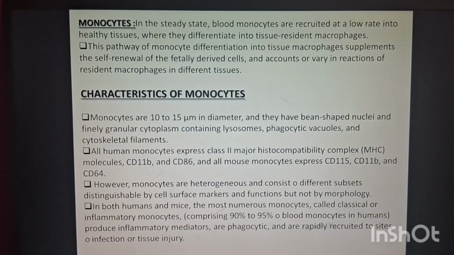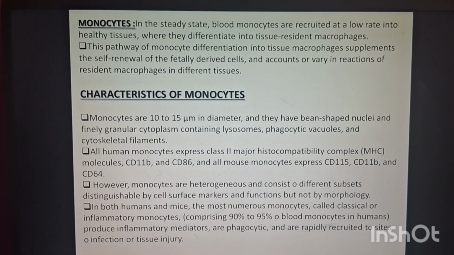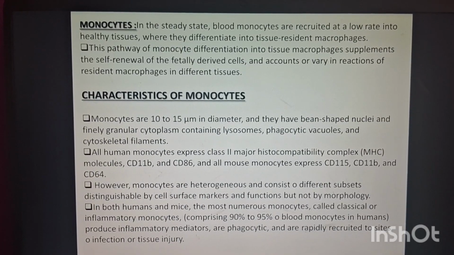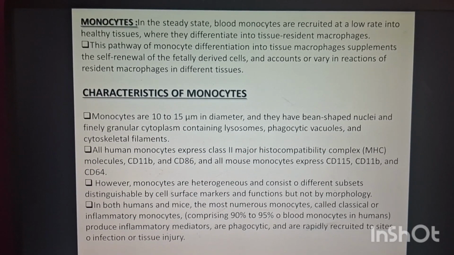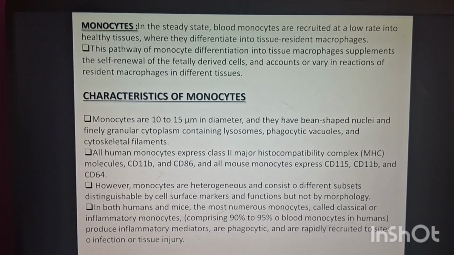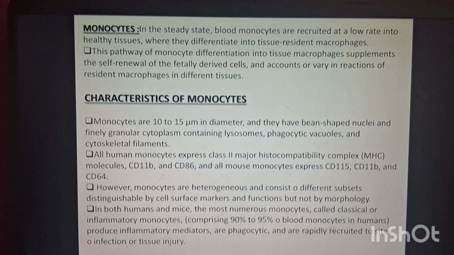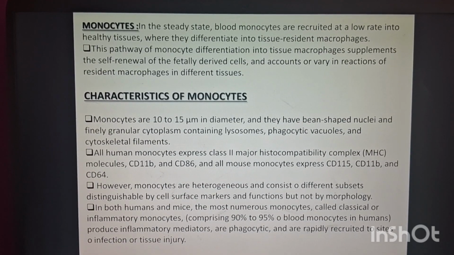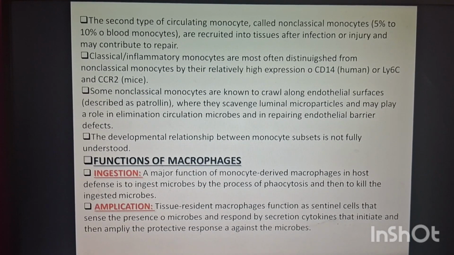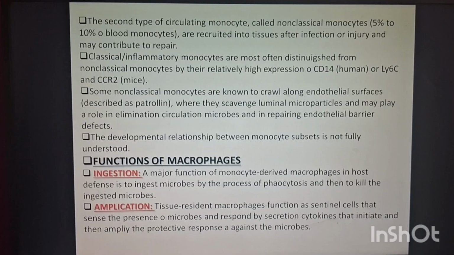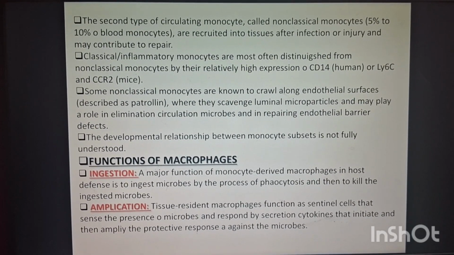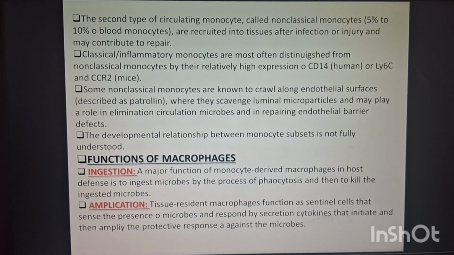However, monocytes are heterogeneous and consist of different subsets distinguishable by cell surface markers and function but not morphology. In both human and mice, the most numerous monocytes are called classical or inflammatory monocytes, which produce inflammatory mediators, are phagocytic and are rapidly recruited to sites of infection or tissue injury. Next, non-classical monocytes. The second type of circulating monocytes are called non-classical monocytes. They are about 5% to 20% of blood monocytes, which are recruited into tissue after infection or injury and may contribute to repair.